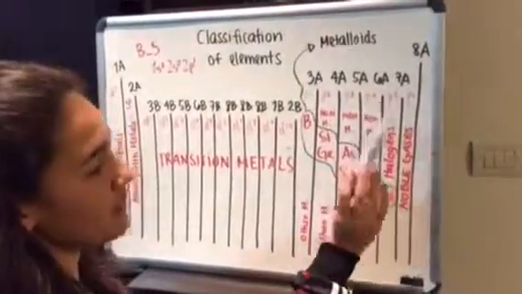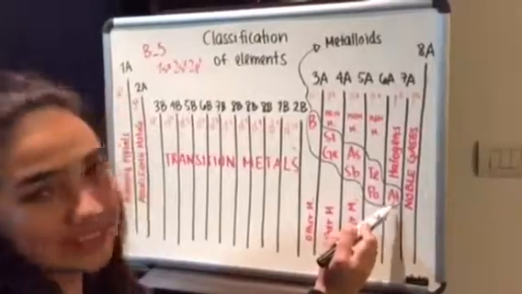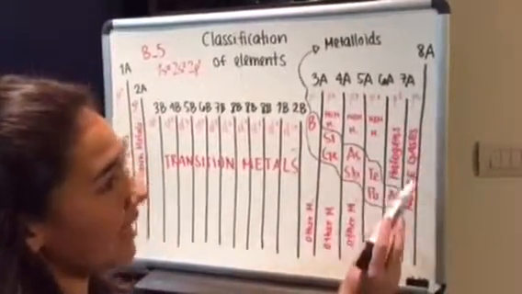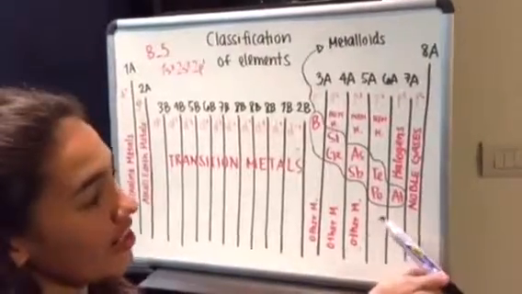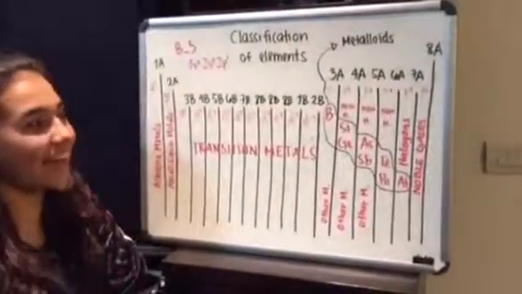And then we go to P5, which are called halogens. And as you can see, here's astatine, and it's also a metalloid. And the last group is 8A, which are noble gases. And now, thanks to this explanation, you can know how to classify elements.